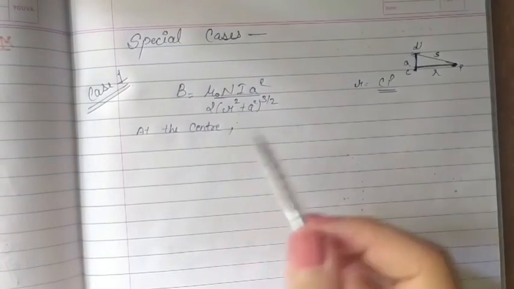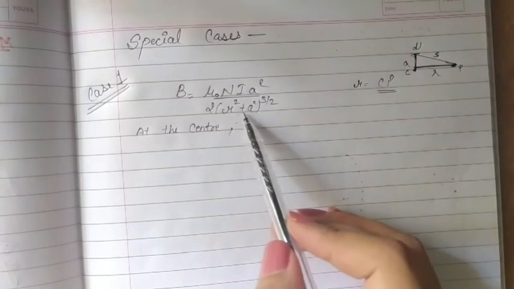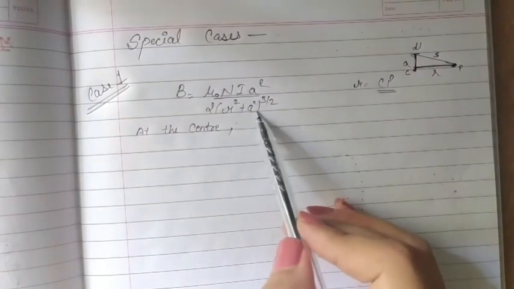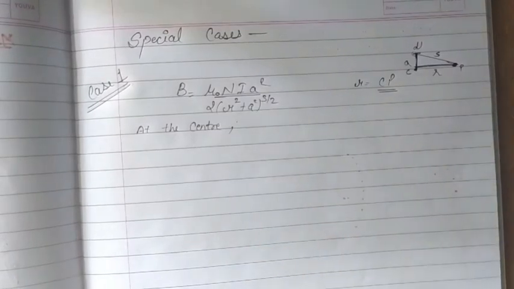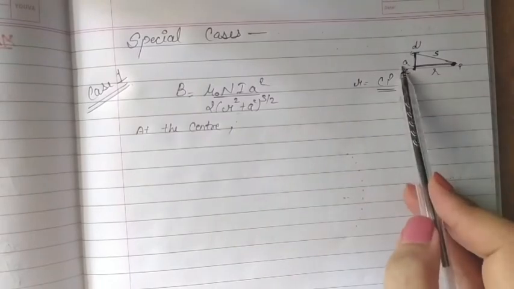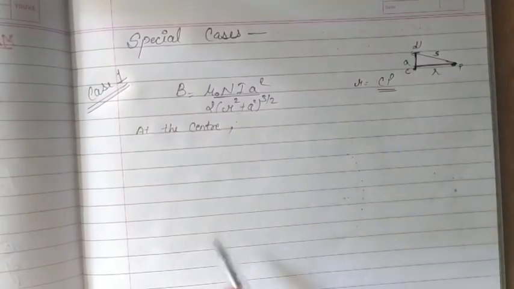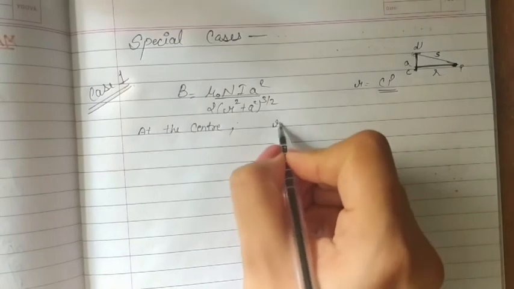That's why we put here, by using Pythagoras theorem, s cube as under root r square plus a square, whole cube substituted. So when we talk about the center, that means this point P is at C only, and the value of r is 0. So for the center, r is equal to 0.